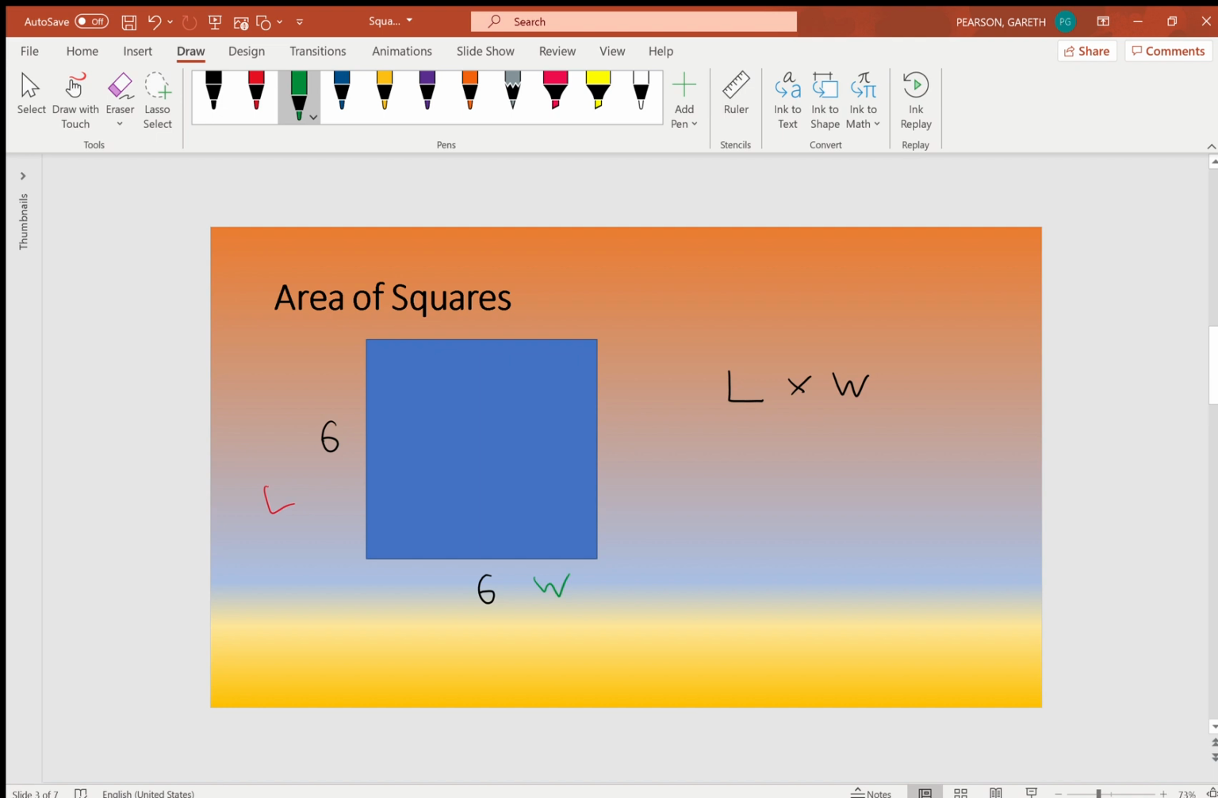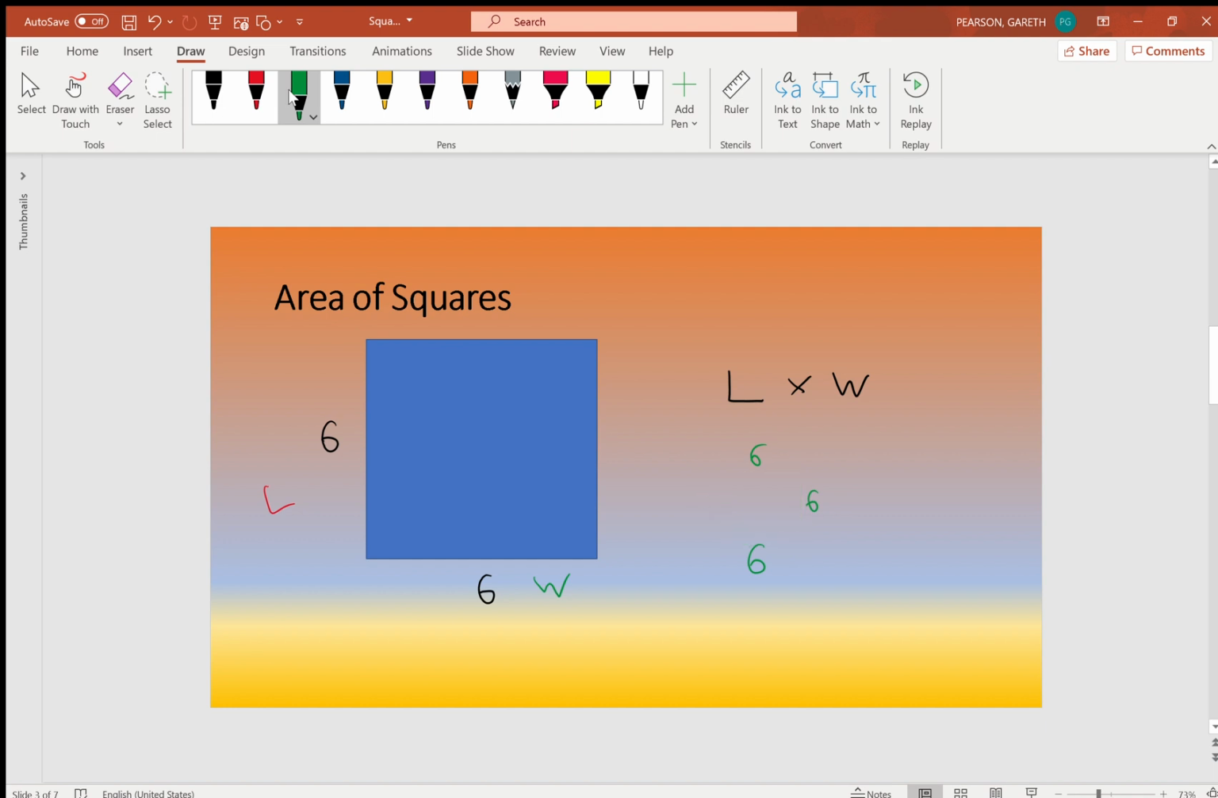That's what makes squares special. Their length and their width is always the same. Rectangles have different lengths, so you can have 4 times 8, and that's how you multiply these two to find the area of a rectangle. But a square is a special shape where all of its sides are going to be the same value. Its length and its width are the same number.